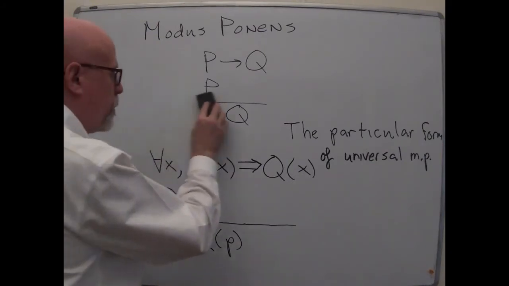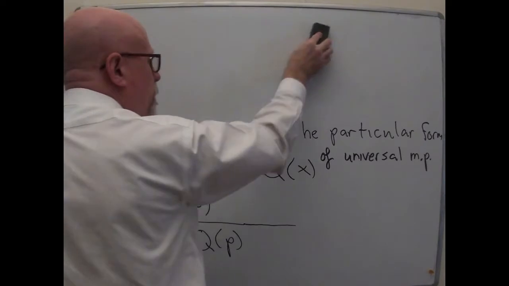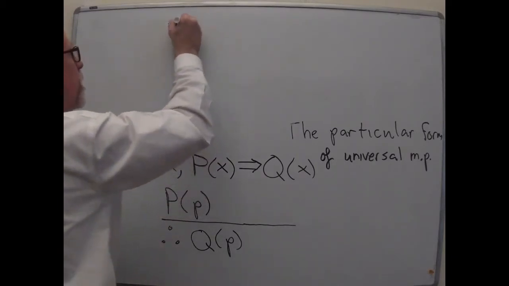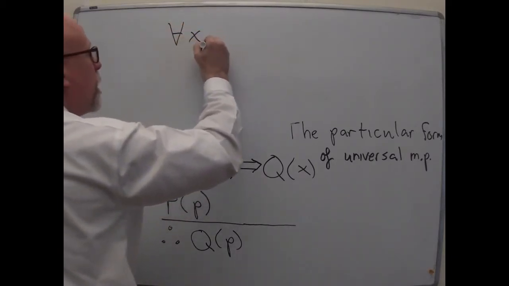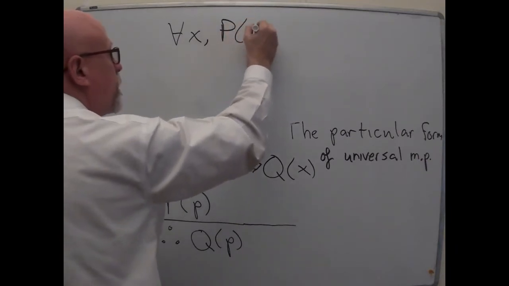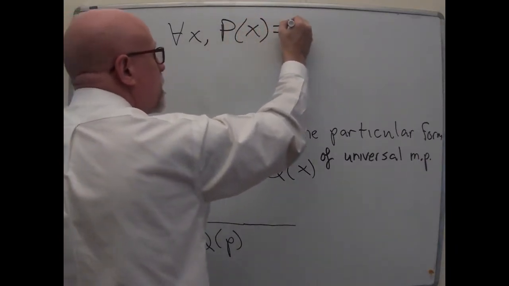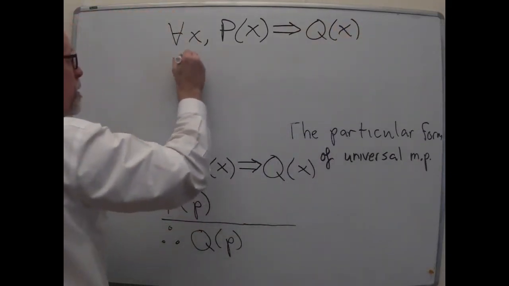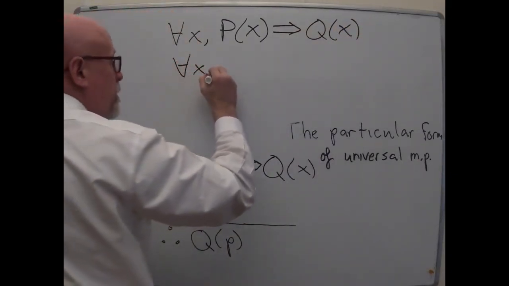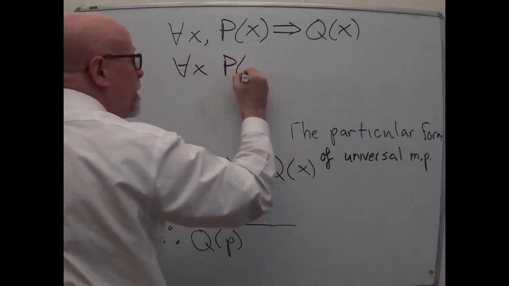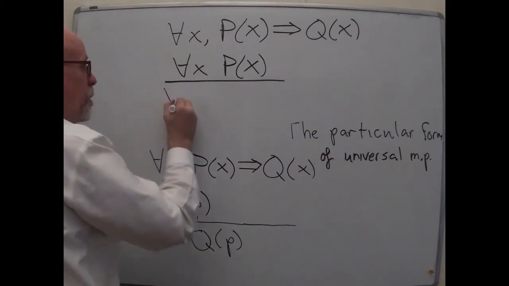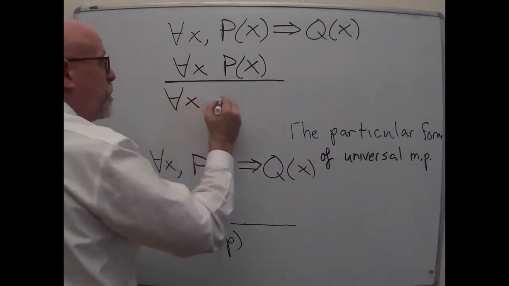I think I have no choice but to erase something and do a new section of the board here. So if you had, it's always true in our universe that P of X implies Q of X. And it's always true in our universe that P of X is true. From that, you will conclude that it's always going to be the case that Q of X is true.